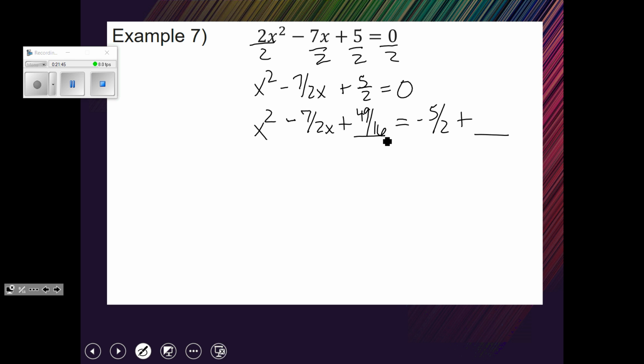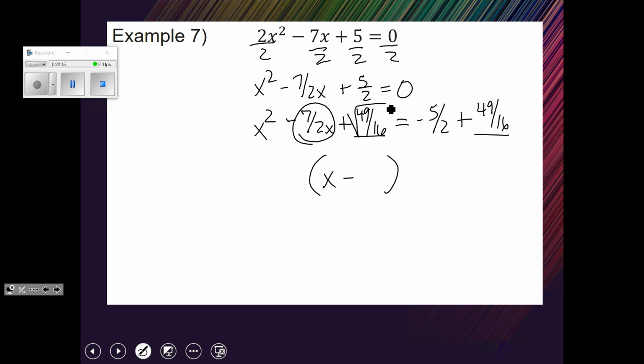Everybody's like, oh my gosh. Well, it's not that big of a deal. I promise you it's not. So we're going to add 49 over 16 on both sides. From there, what do we do? We factor it. So this will be x minus, now what's the key to getting the number that goes there? You can get it from two different places. You can half the middle guy, or do what? Or take the square root. I almost like to take the square root of this.